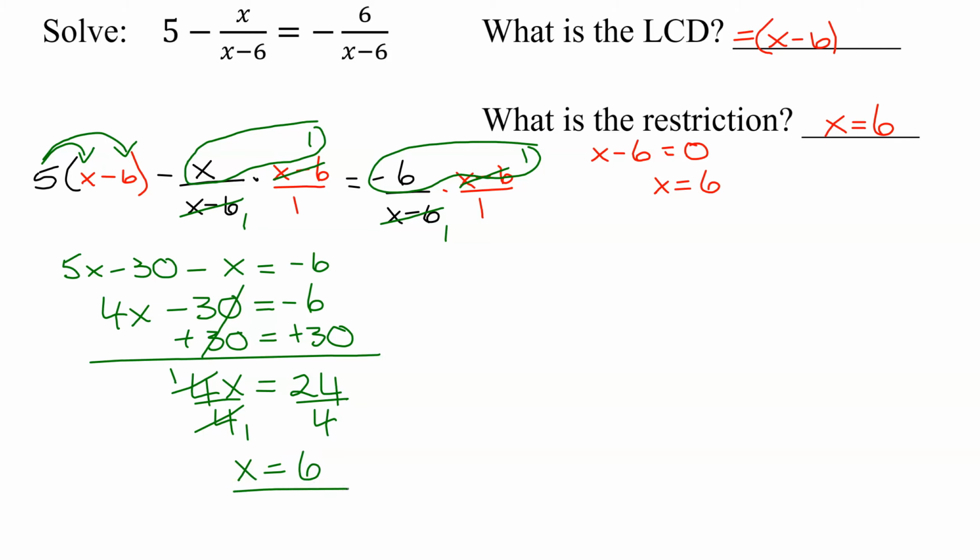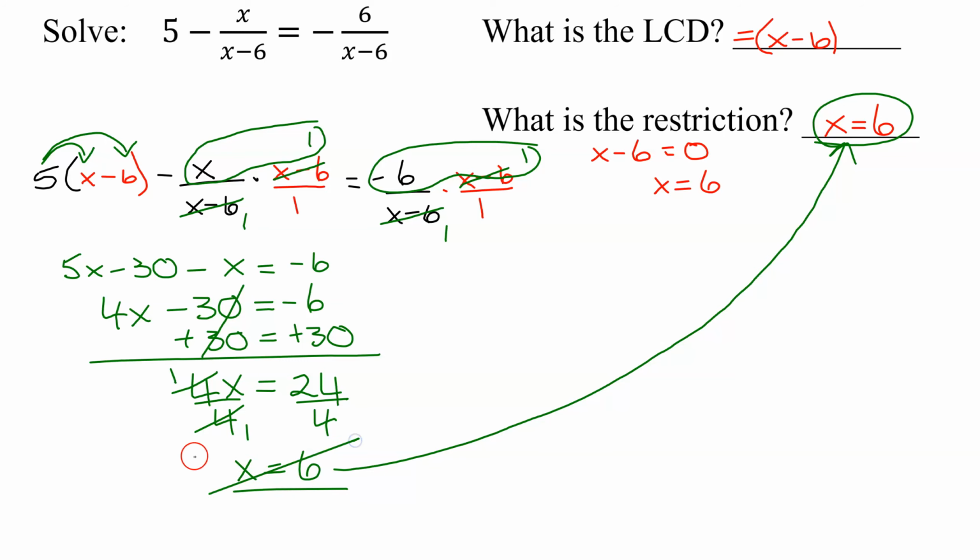Can I stop here? This says my solution is x equals 6. But if we check it against our restrictions, the restriction said x equals 6 is the only value that I cannot have as an answer. So since I only have one solution and it is not allowed, then I have no solution to this problem.